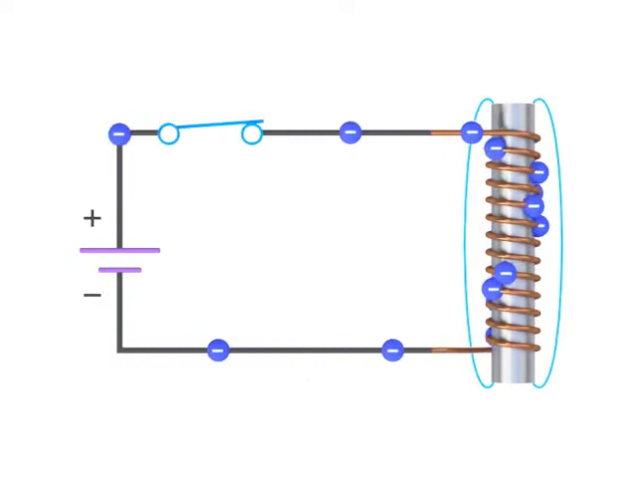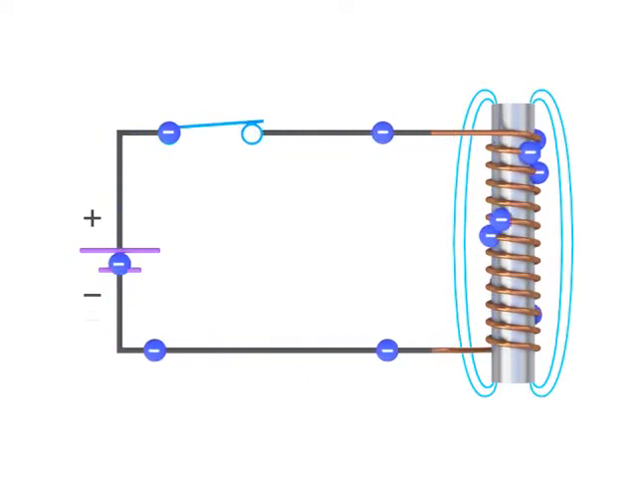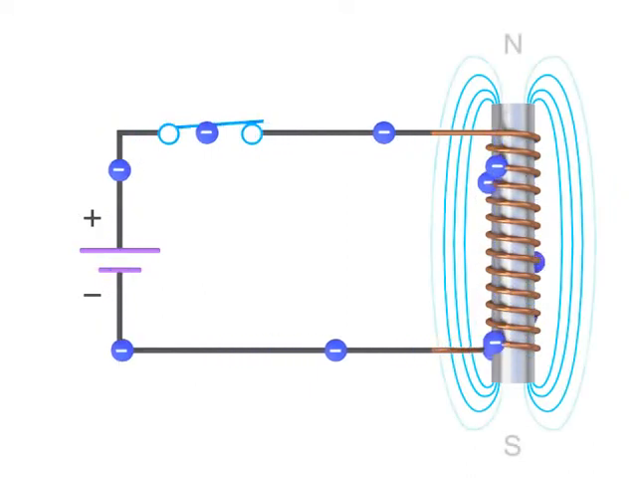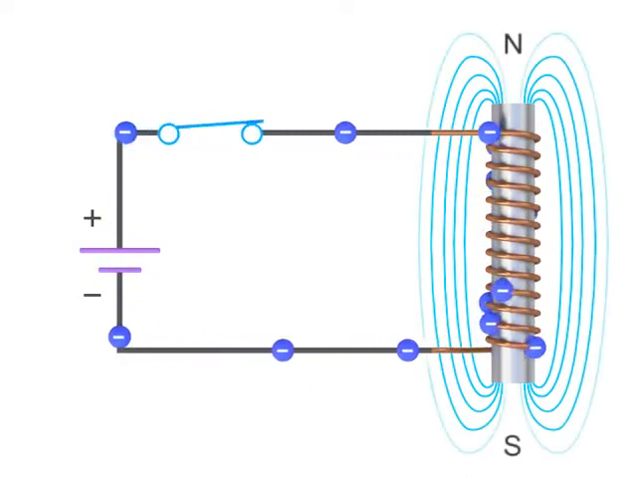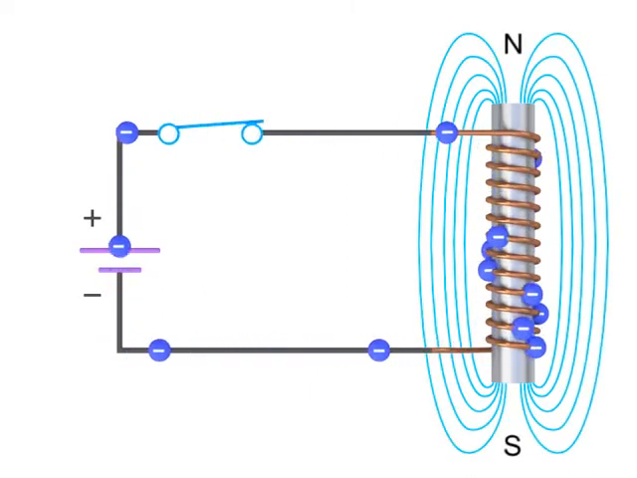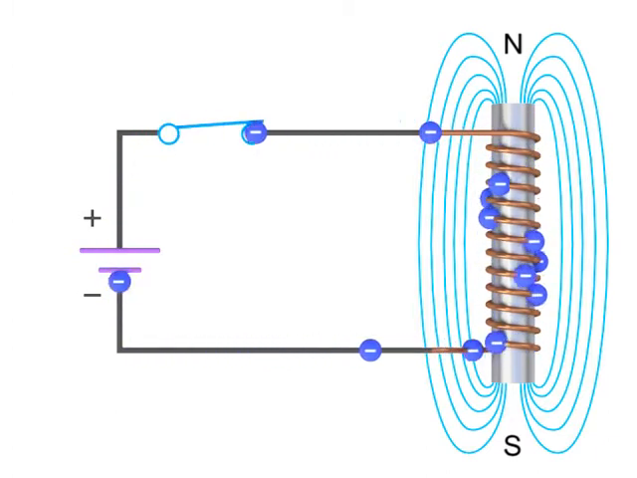You may recognize this as an electromagnet represented by flux lines that develop around the core with the formation of a north and south pole at their respective ends.